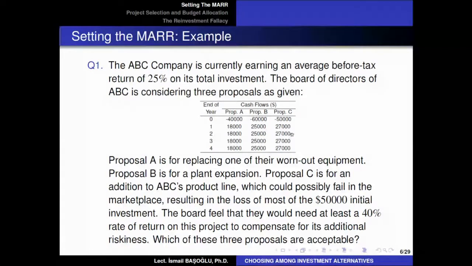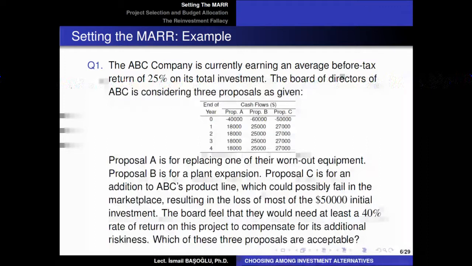Proposal A is for replacing one of their worn out equipment. So proposal A is what? There is a machine, let's just say, and that machine is worn out. It has been in use for years and years, and it has lost its efficiency. Now you are supposed to change that machine. It is urgent. If you continue to use that machine, in the future, the efficiency of that machine or equipment is going to reduce further, and it is going to create much more losses. Now, maybe it is a necessity for you to replace that machine in any way. So it is a machine replacement proposal.